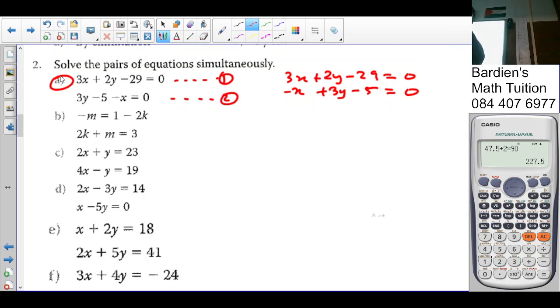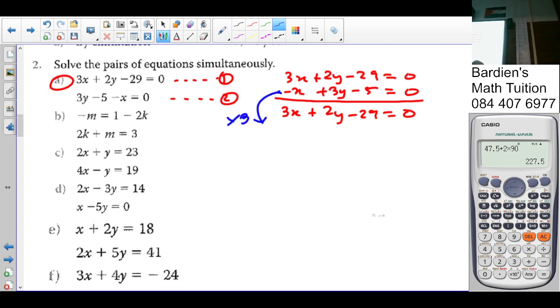That's right. But now we must eliminate one of the variables. So let's eliminate the x. If you're going to eliminate the x, then this line here must be multiplied by what? By 3. So 3x plus 2y minus 29 equals 0. But multiply this line by 3. Why by 3? So that the coefficients here can be the same. Okay? So that's now going to give you negative 3x plus 9y minus 15 is equal to 0.